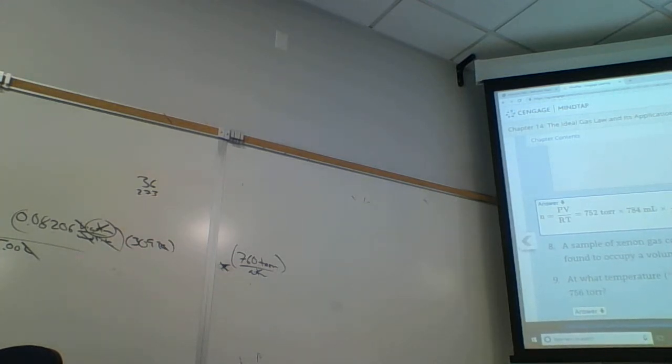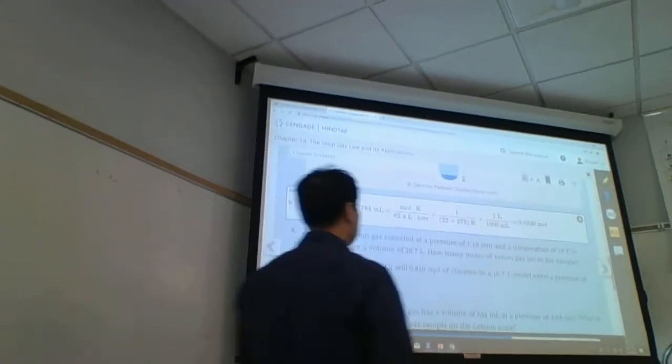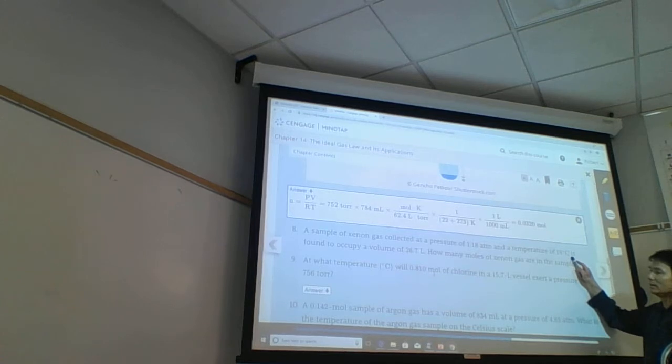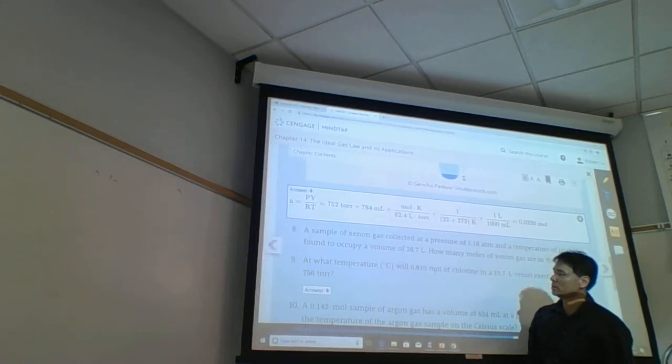Okay, 8 is a similar problem. They're just asking for the number of moles, except they give us now atmospheres. So we don't have to do the conversion. Atmospheres, they give us Celsius, we have to convert that to Kelvin. They give us liters, we don't have to convert that. Let's just use it as is.